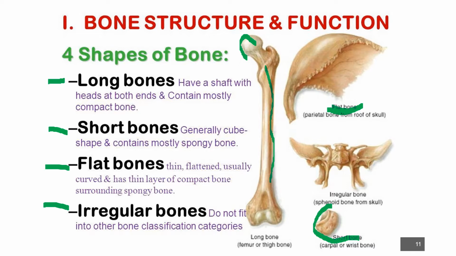And irregular. We call these irregular bones because they really don't fit in these three categories, the long, short, and flat bones. So we call them irregular.